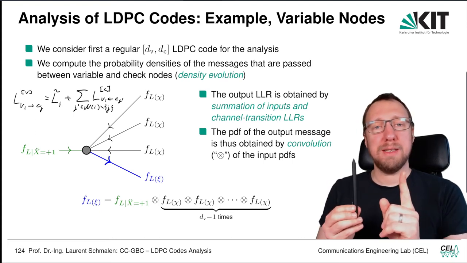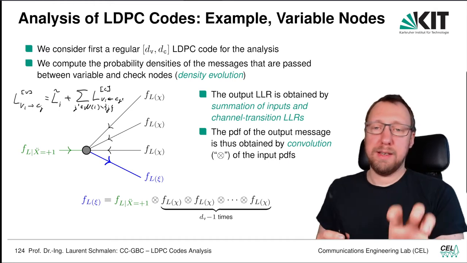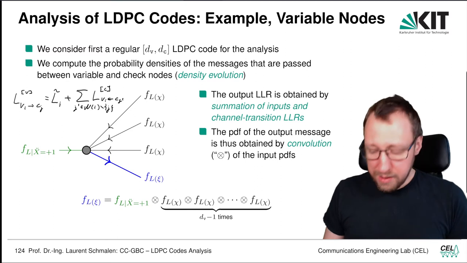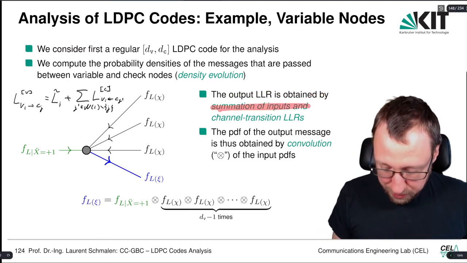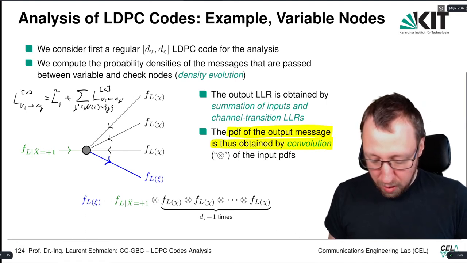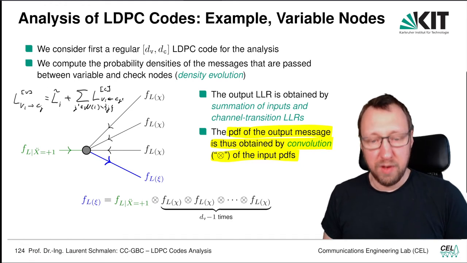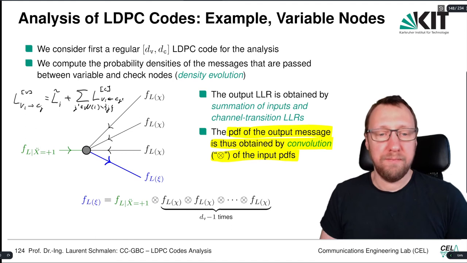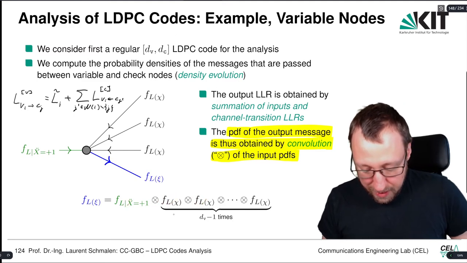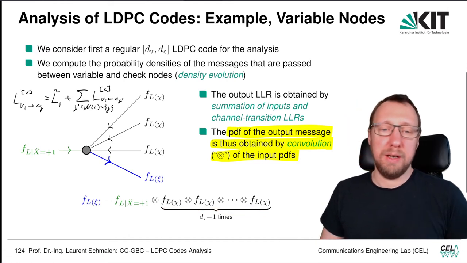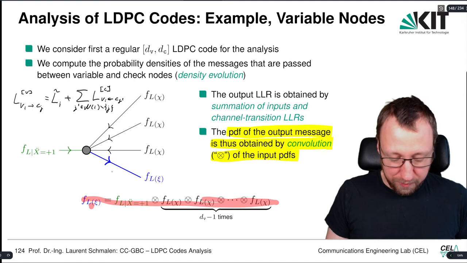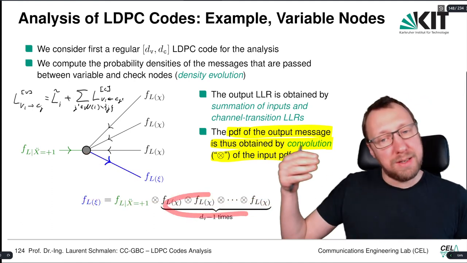When we sum two random variables, the PDF of the summation is the convolution of the individual PDFs. Because we have a summation of inputs and channel transition log likelihood ratios, the PDF of the output message is obtained by convolution of the input PDFs. We use this operator to denote convolution. So it's f of L given x, convolved with f of L chi, convolved with f of L chi. We need to carry out this convolution dv minus 1 times. So we can calculate the distribution of the outgoing message if we know the distribution of the messages coming from the check nodes.